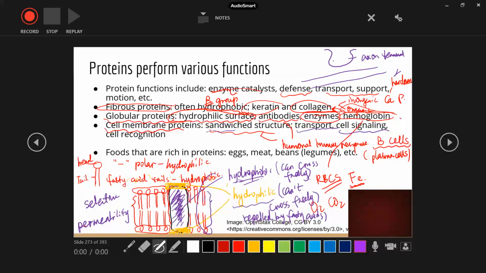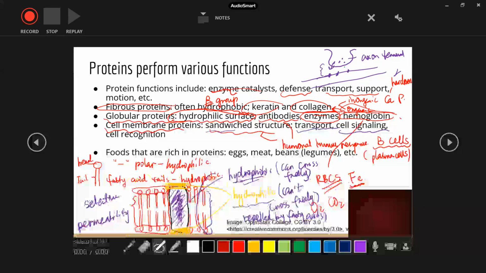This axon terminal can release chemical messengers, right? Which is acetylcholine. So acetylcholine is the chemical messenger that can diffuse through this synaptic cleft and get to the muscle cells, and it's going to tell the muscle cells to contract, right? Okay, now on the surface of the muscle cell, there are receptors.